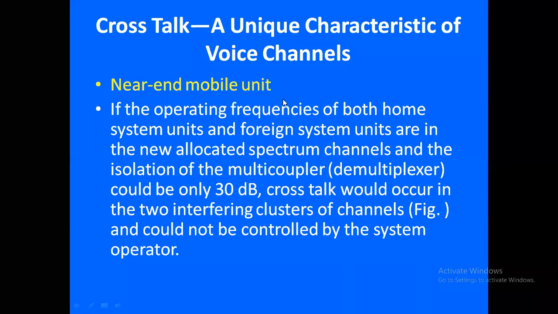If the operating frequency of both home system unit and foreign system unit are in the new allocated spectrum channel and the isolation of the multicoupler could be only 30 dB, crosstalk would occur in two interfering clusters of channels and cannot be controlled by the system operator. So if there is a difference of 30 dB between the two demultiplexers, and the foreign system and the home unit are talking on each other, it cannot be controlled by the system operator.